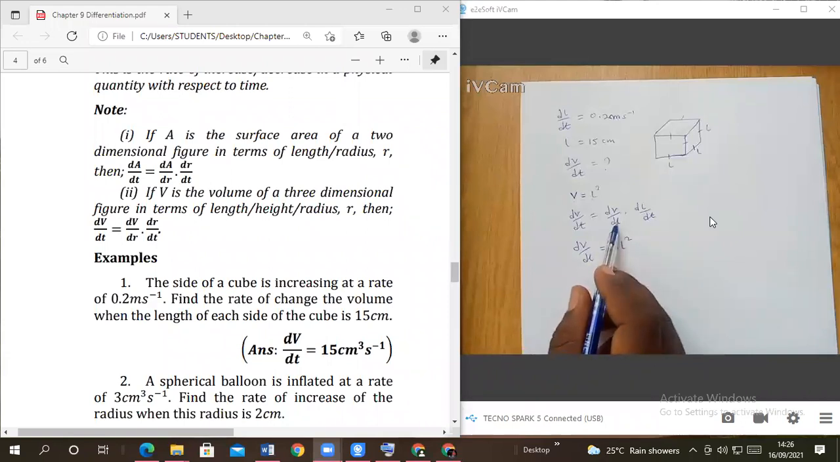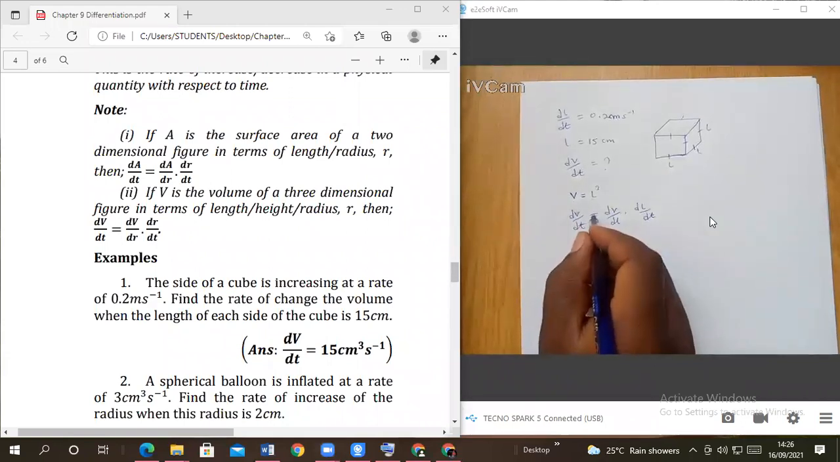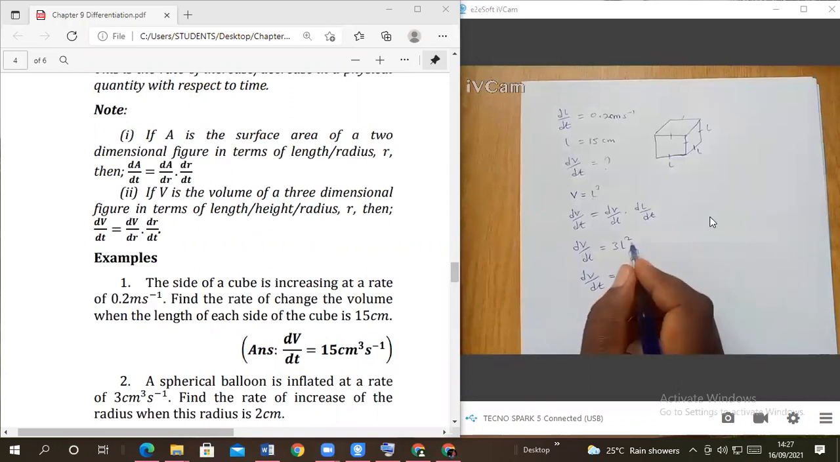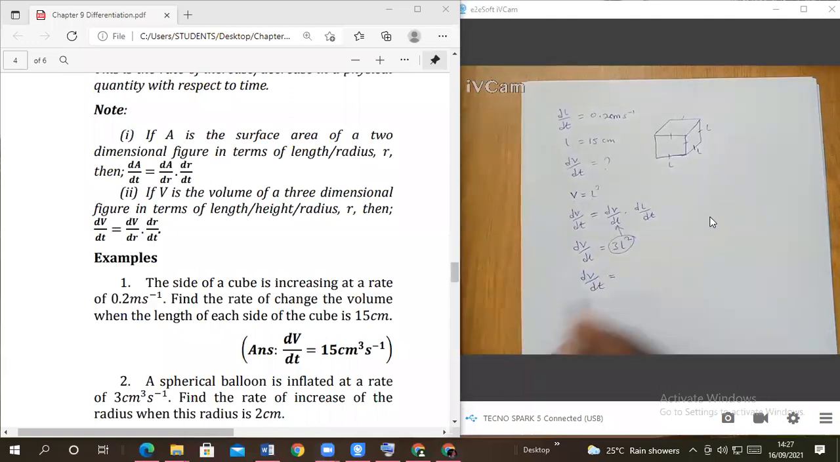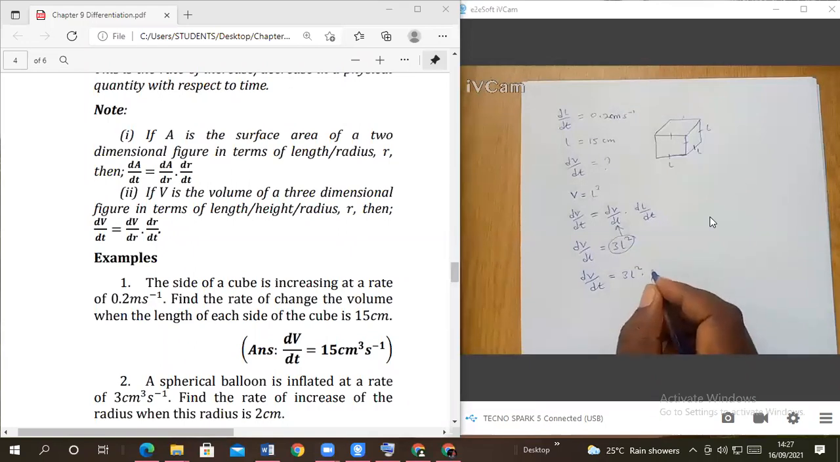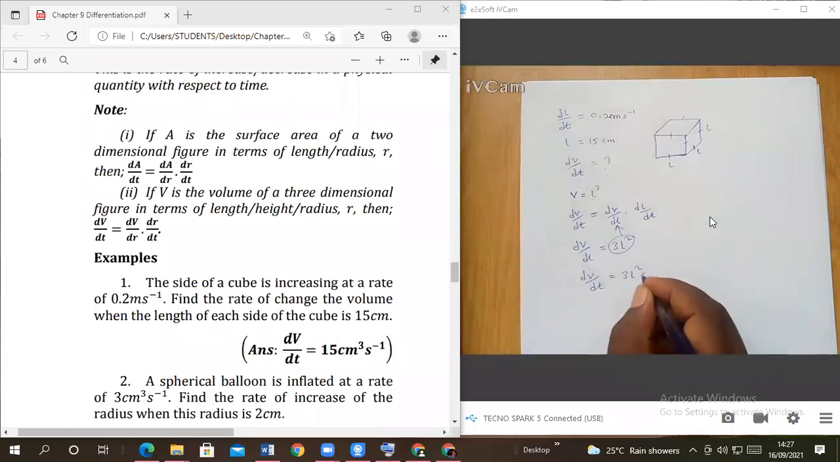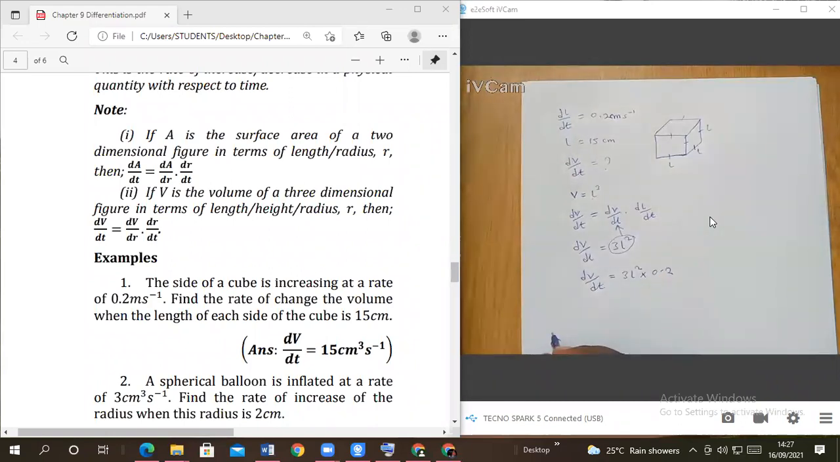We are going to substitute it in our formula here, provided by the chain rule, and we get the dV/dt. So dV/dt is now equal to, when you substitute this one here, 3L squared times dL/dt, of which dL/dt we have it as 0.2. Very good. So times 0.2. What do you get when you multiply 3 and 0.2?